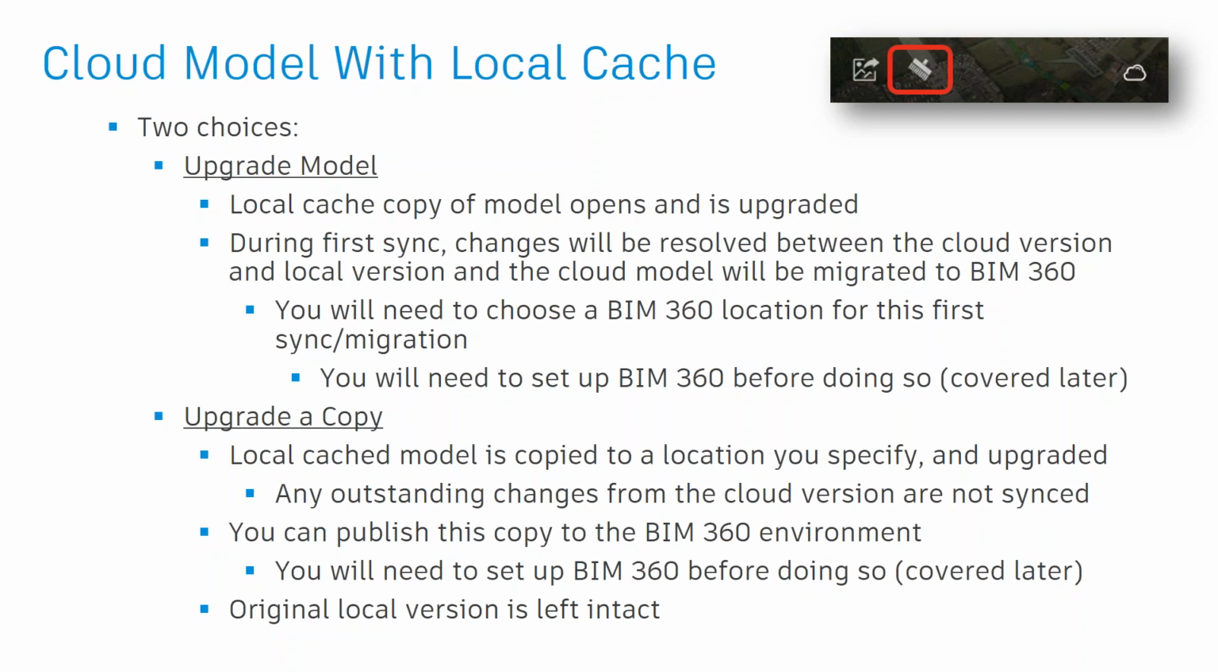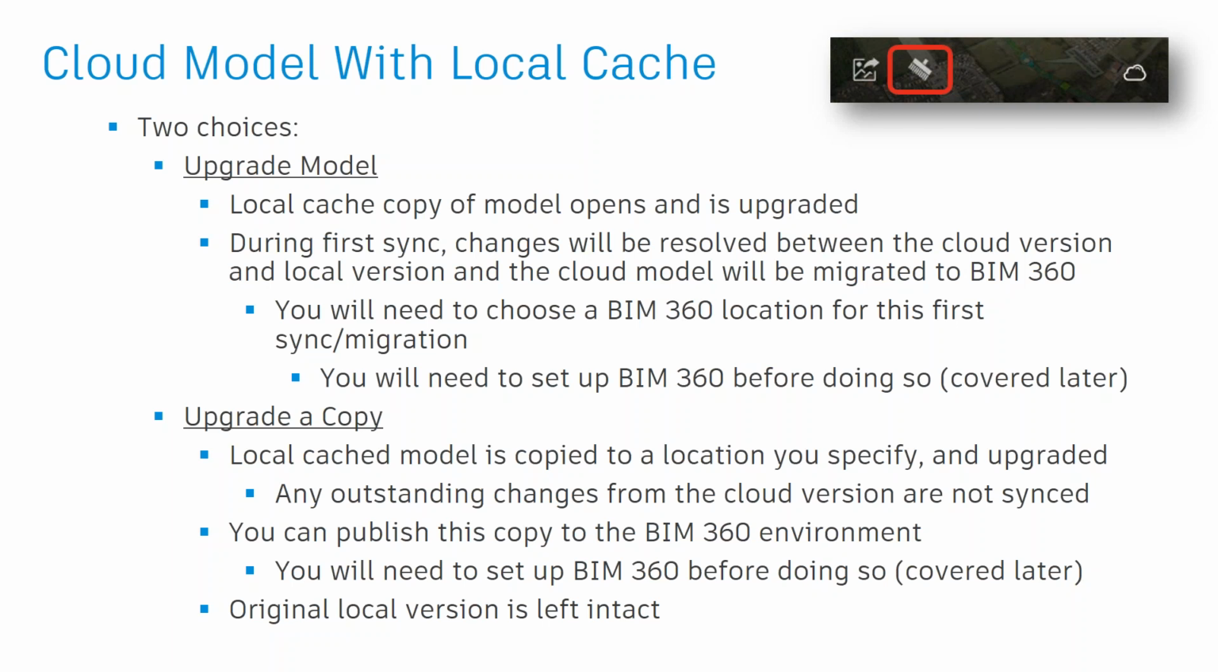If you choose upgrade model, the copy of the model that's been cached locally will open. And remember, I said in a previous slide, as you open it, it's going to upgrade it at the same time. Now, if you're really sharp and you understand how InfraWorks works with cloud models, you may be thinking, well, what if there were changes sitting in the cloud that I hadn't yet synced to the local version?